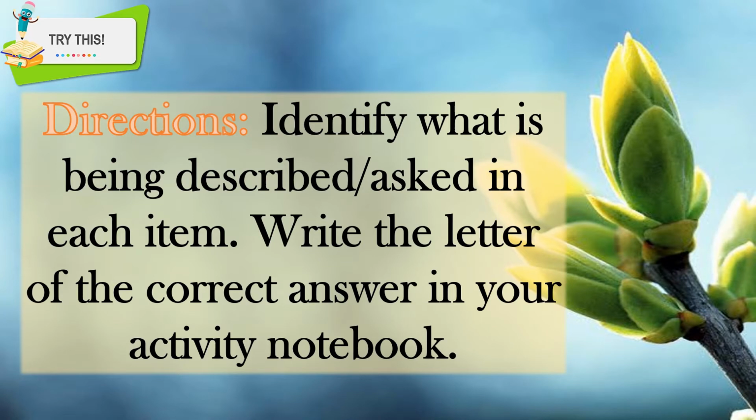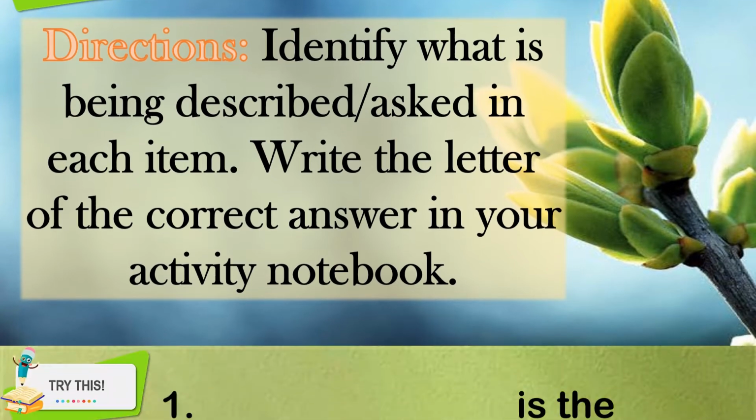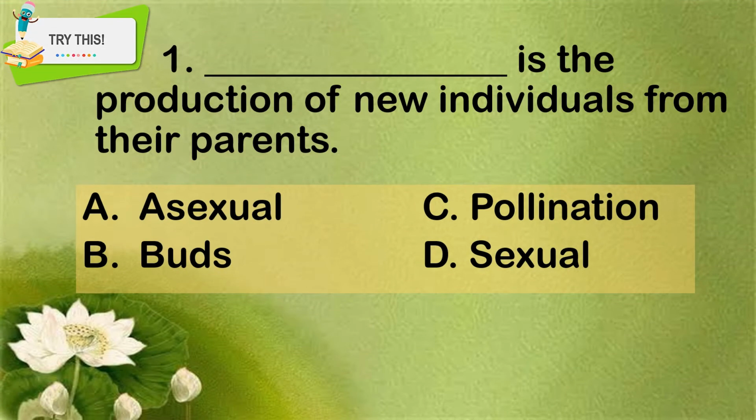Let us try this pretest to see what you know about the reproduction of plants. Identify what is being described or asked in each item. Write the letter of the correct answer in your activity notebook. Number 1. Blank is the production of new individuals from their parents. A. Asexual. B. Buds. C. Pollination. D. Sexual.